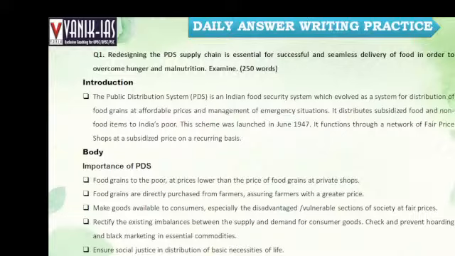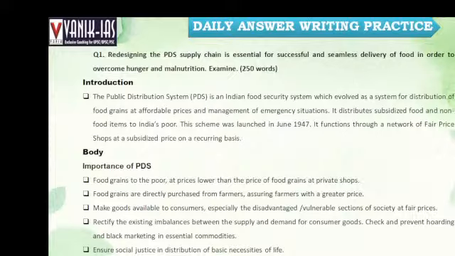Redesigning the PDS supply chain is essential for successful and seamless delivery of food, in order to overcome hunger and malnutrition, right? Redesign the PDS supply, public distribution supply. It needs to be redesigned. Why does it need to be redesigned? Because even today there is a huge amount of corruption, right?